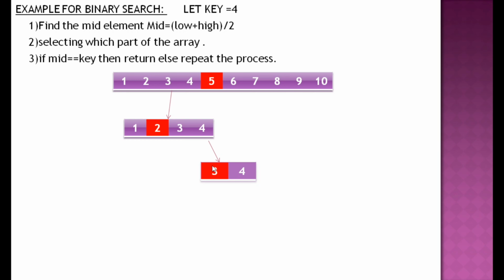Here in the right sub part, again it finds the mid: 0 plus 1 by 2 is 1 by 2, which is 0.5, so the index is 0. At index 0 the value is 3, but the key value is 4, so 4 is greater than 3, and it searches in the right sub part. Again we find the mid, 0 by 2, which is 0, and the key value is equal to the array value, so the element is found. In this way the array is searched using binary search.